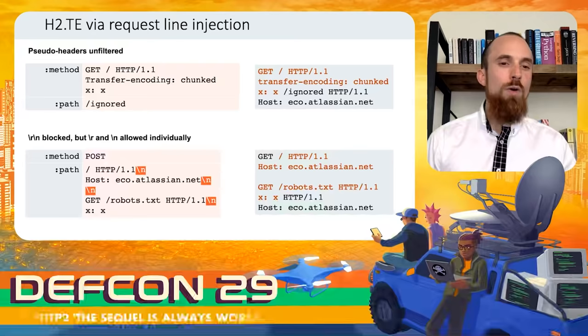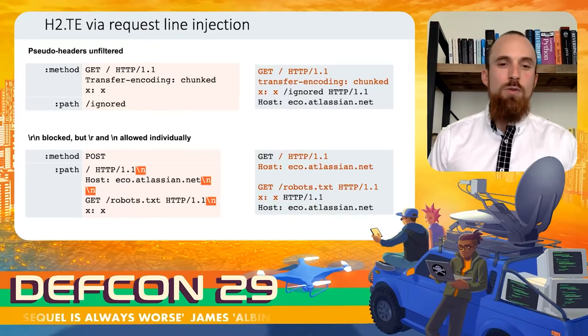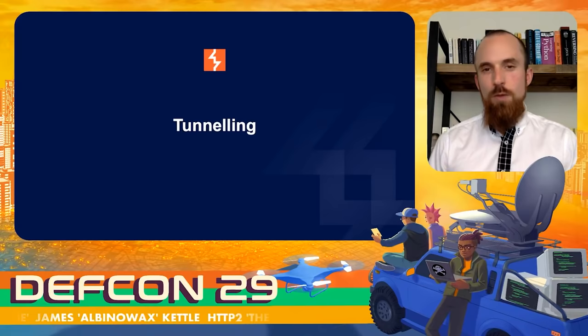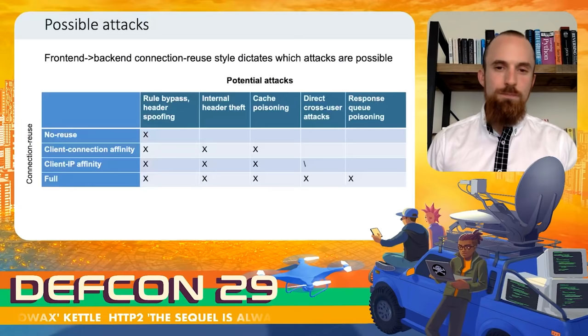So if you could send slash n by itself, you could once again exploit them. In summary, we've seen a range of techniques that you can use to exploit H2 downgrades and achieve request smuggling. Now, I'm going to take a look at something less flashy, less obvious, but still really quite dangerous.